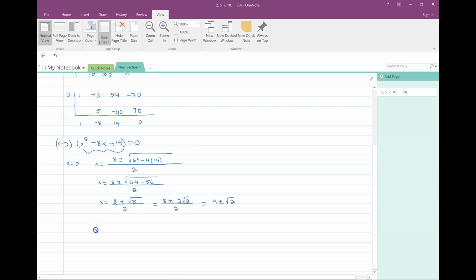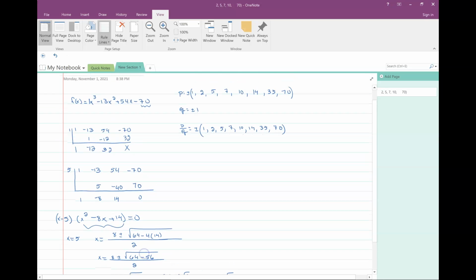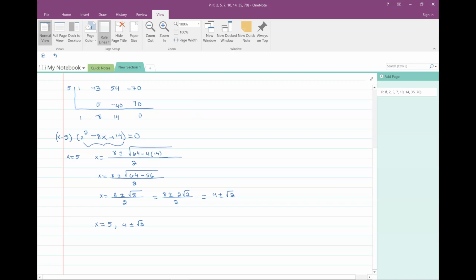So the roots are x equals 5, and then 4 plus or minus root 2, right? So here you get x equals 5, that's one root. 4 plus root 2 is another one. 4 minus root 2 is a third one. And since the leading term, the degree, is 3, you needed to have 3 roots, and there they are. Okay? All right.